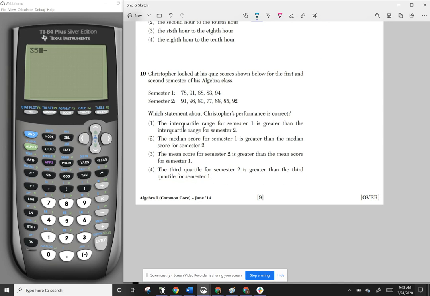Okay, 19. Christopher looked at his quiz scores shown below for the first and second semester of his algebra class. Which statement about Christopher's performance is correct? Okay, so he's looking at the interquartile range, the median, the mean, and the third quartile.